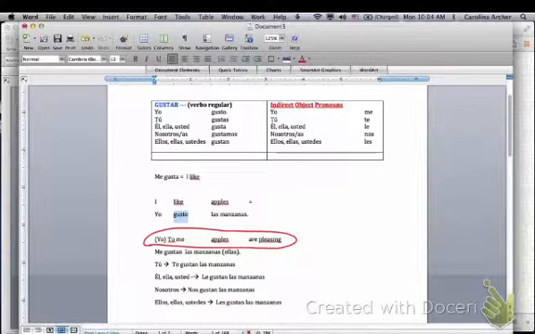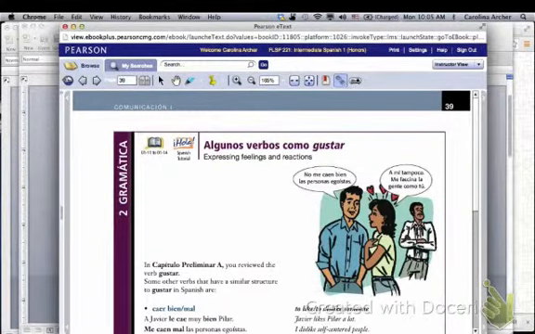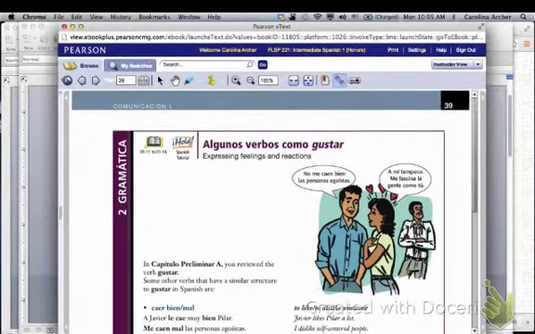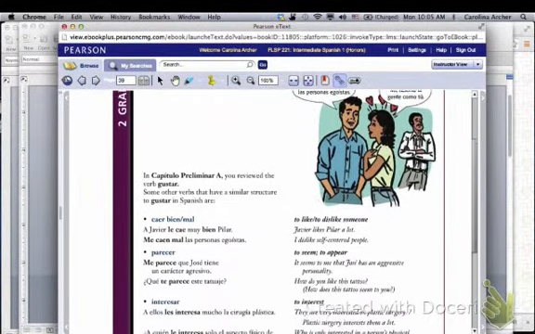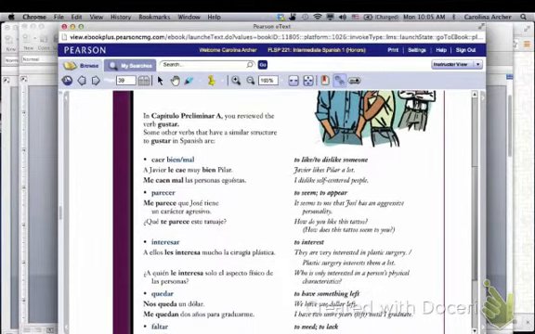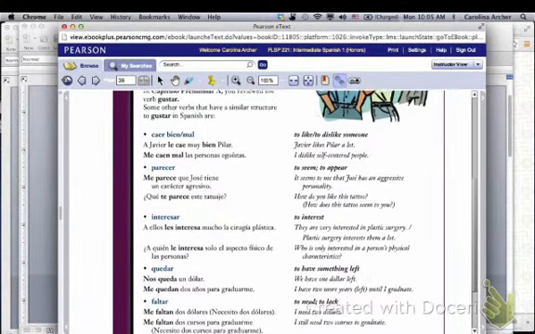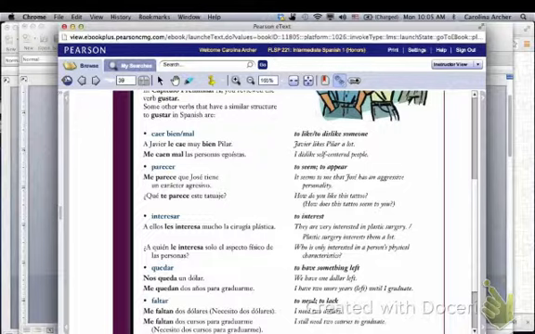Okay, there we go. So this is in your book, and here we have algunos verbos como gustar, verbs that act the same way. You use them the same way as gustar. For example, caer bien or caer mal. It's another way of saying that you like or you do not like somebody. This is used only for people. You can't say that an object or a place me cae bien or me cae mal. This is used for people.